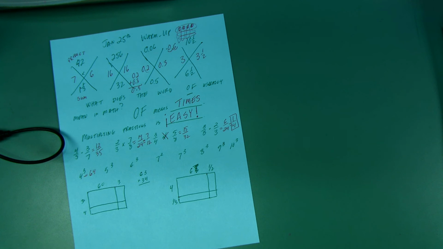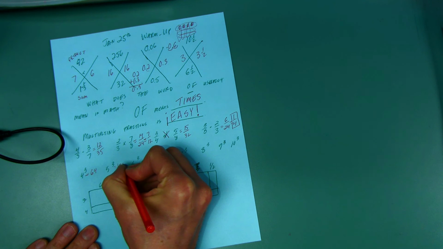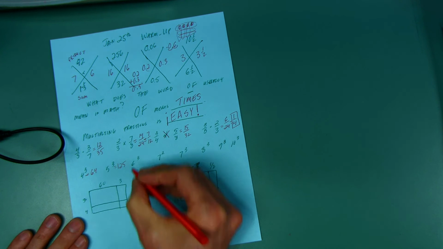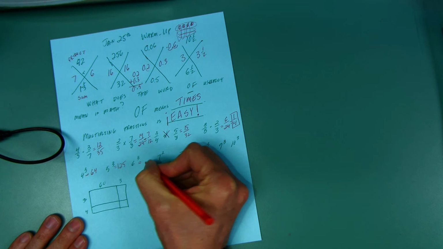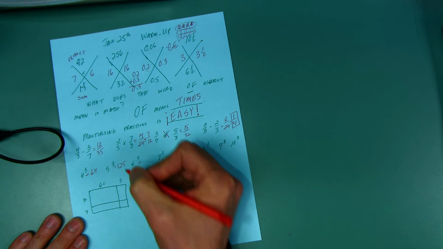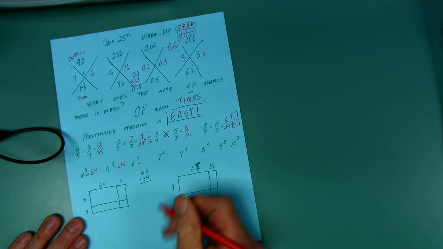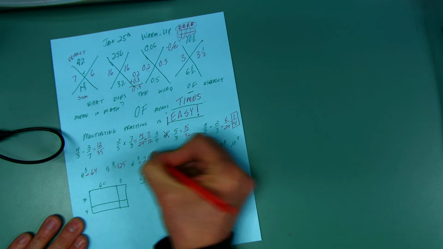5 times 5 times 5 is 25 times 5. 5 quarters, $1.25. 6 times 6 times 6 is 36, right? 6 times 6, 36 times 6. So 6 30s and 6 6s, 180 and 36, 216.